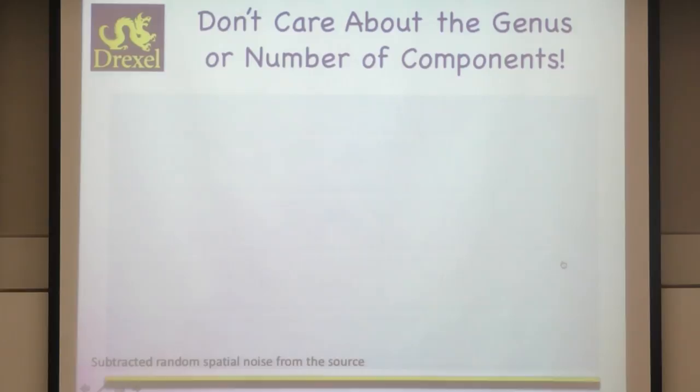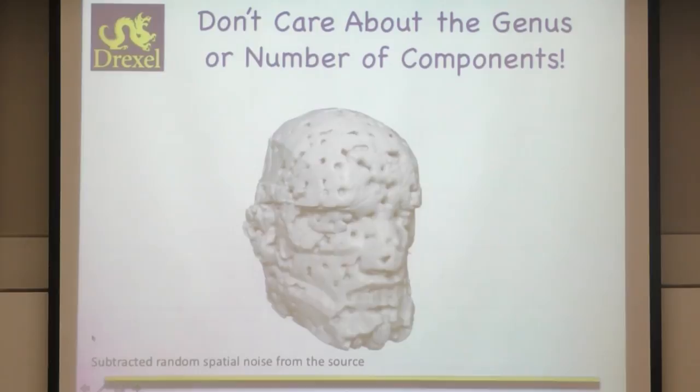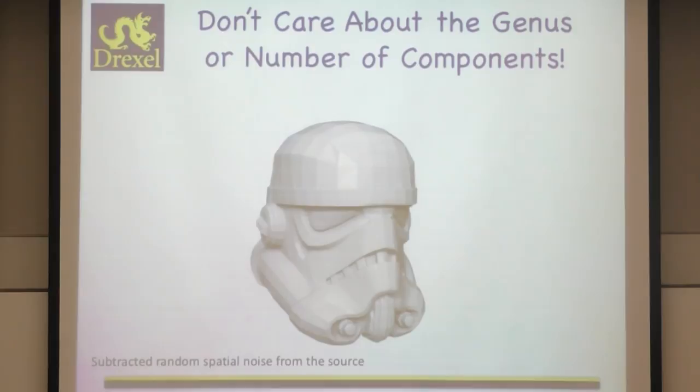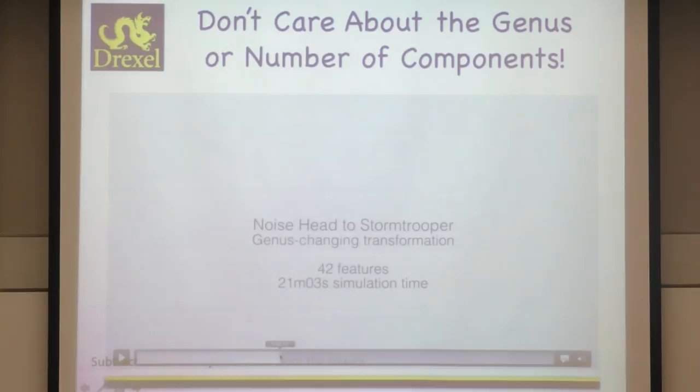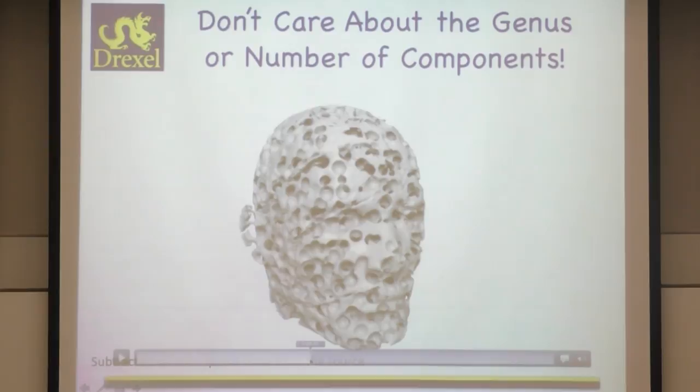Okay, but we wanted to really stress test this thing. We don't care; the level set machinery takes care of genus and all that other stuff. So let's make a model where we subtract a bunch of noise out of that original head. I used to call it the Swiss cheese head. Again, it goes by quickly, sorry. We take that head and subtract random spatial noise from it. And now we just give it to the level set and say go.